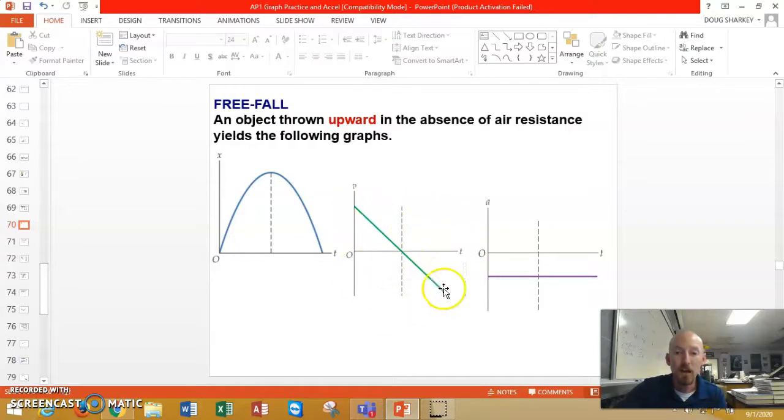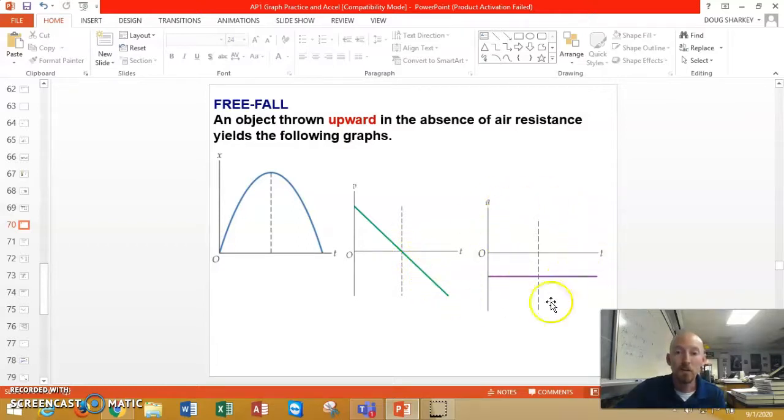So the velocity time graph would look like this, where it has some initial speed, it slows down, it stops briefly at the top, and then it speeds back up. And it's coming this way. We usually call going down negative, so that's why the graph crosses over into this negative zone here.